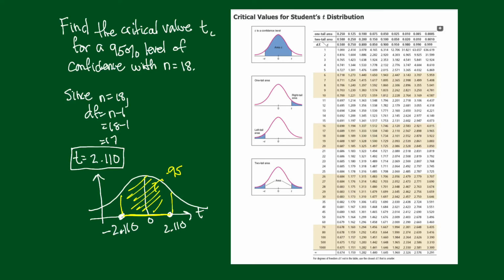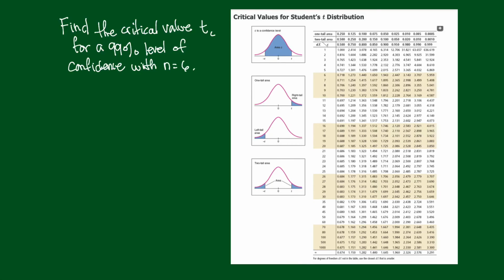So how much area is on the outside, how much is here, and how much is over here? Well, if this is 95%, what's left over is 5%. So this is going to be 0.05 divided by 2, or 0.025, and same thing over here, 0.025. Remember, they're positive numbers because we're dealing with areas. The negative numbers are these right here, on the horizontal axis.